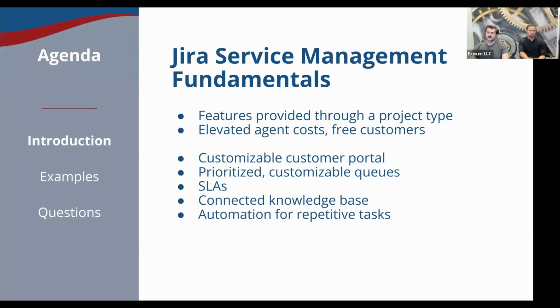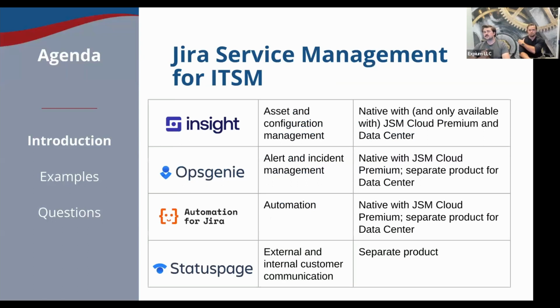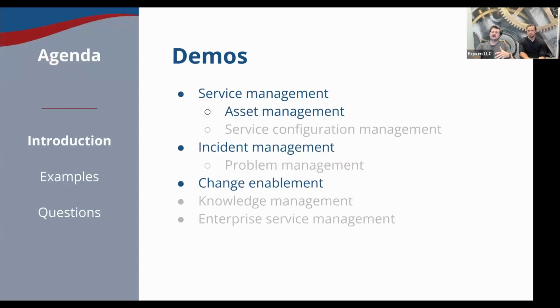Today, some of the products that we're going to be looking at include Insight, which is now called Assets. The Assets database has been rebranded. We'll also look at Opsgenie, Automation for Jira, and Statuspage, all in combination with JSM. I'm going to be doing 3 separate demos for you: service request management using the Assets database, incident management, and change management.